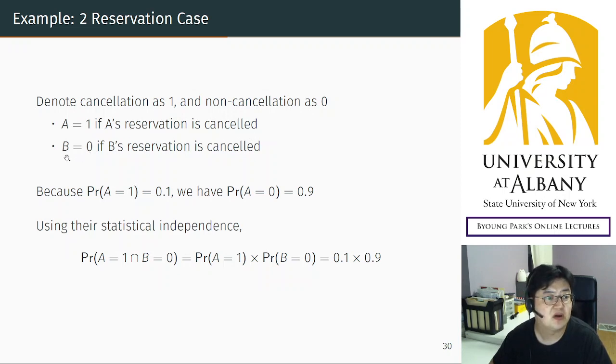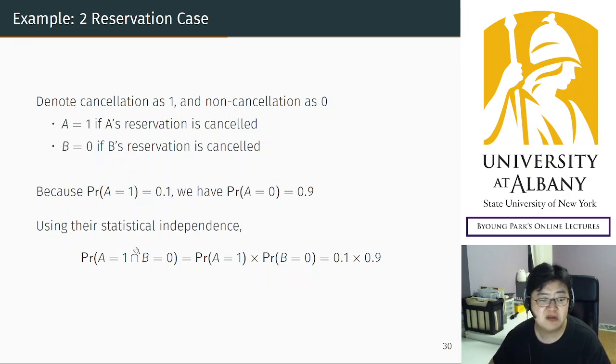B equals 0. Ah, it's a typo. B is not cancelled. Excuse me, it's my typo. So we are looking for A equals 1, B equals 0, right? And we know that the probability that A is cancelled is 10%. And the probability of A not cancelled is 90% automatically. So it is straightforward. Obviously, the probability of B not cancelled is also 90% because they are the same binary distribution.